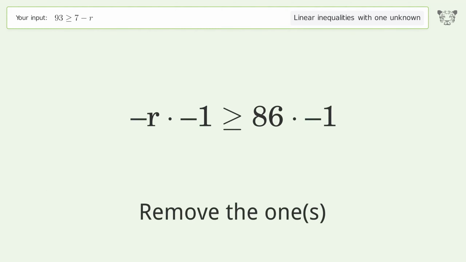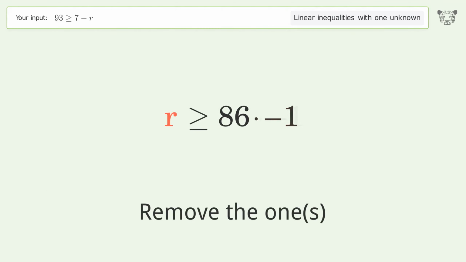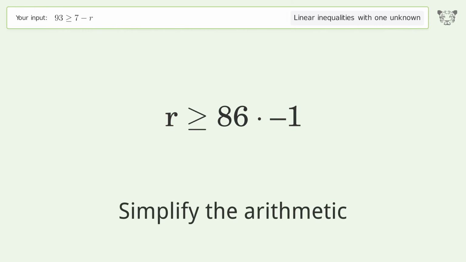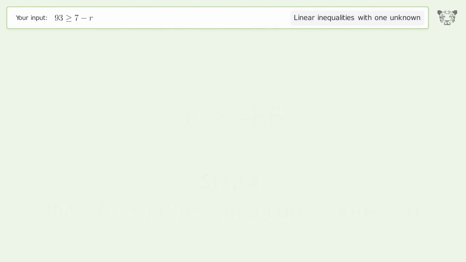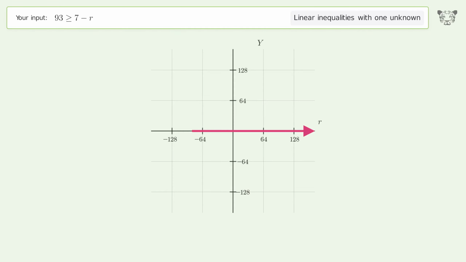Remove the ones. Simplify the arithmetic. Plot the solution on a coordinate grid. And so the final result is r equal or greater than -86.